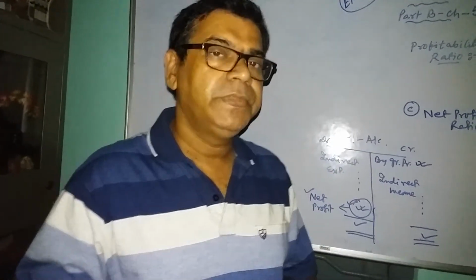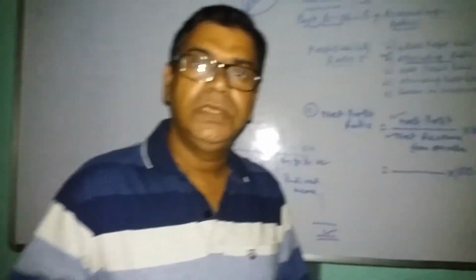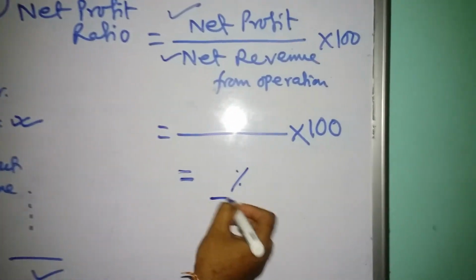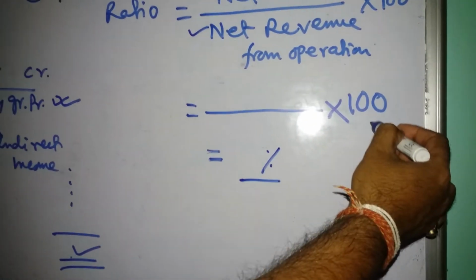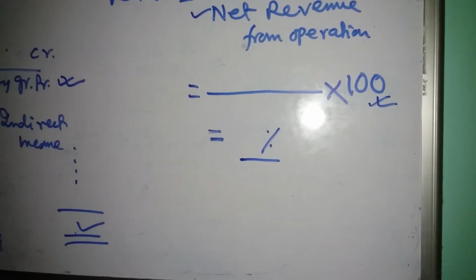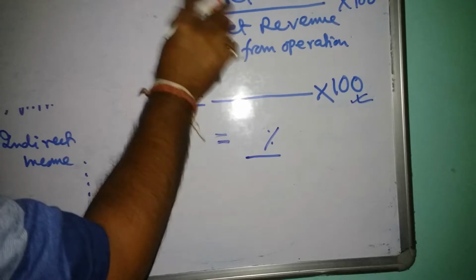So in this way 2-3 sums are given in the book, we can do. The answer will come in percentage form, because we are multiplying by 100. Okay. So next I am coming to the operating profit ratio.